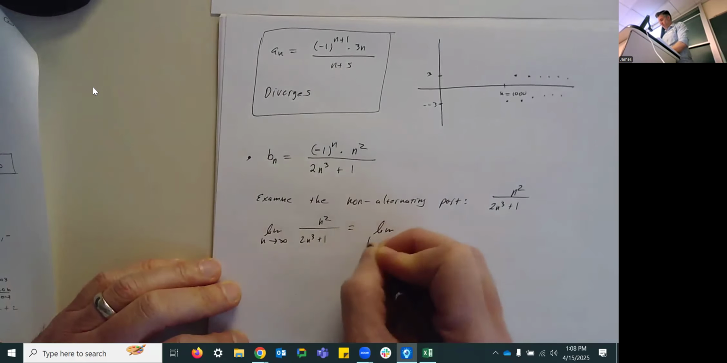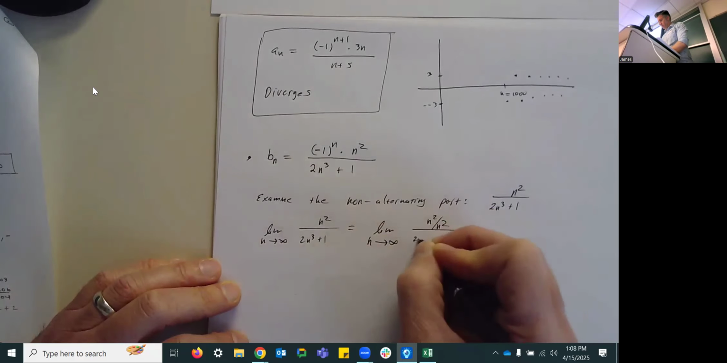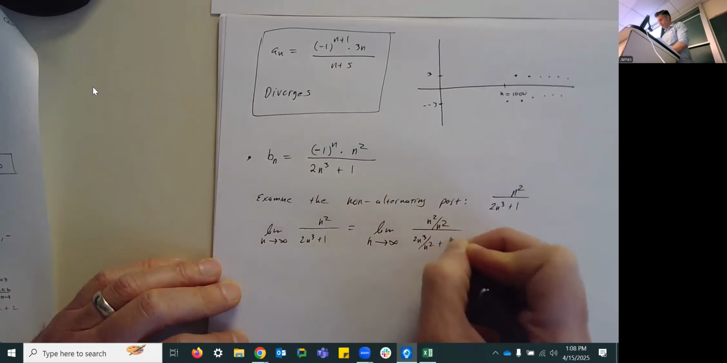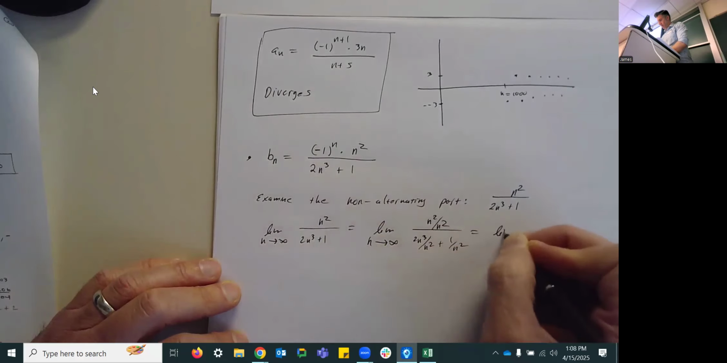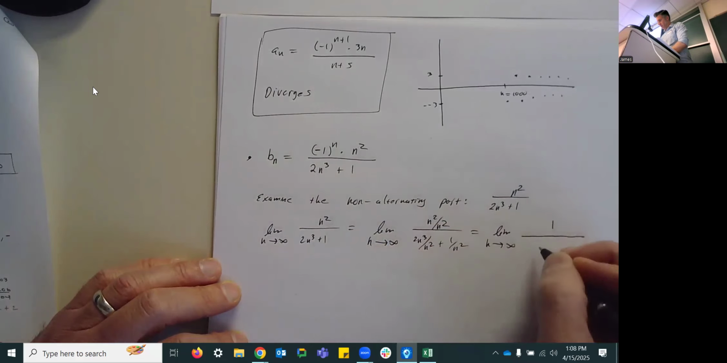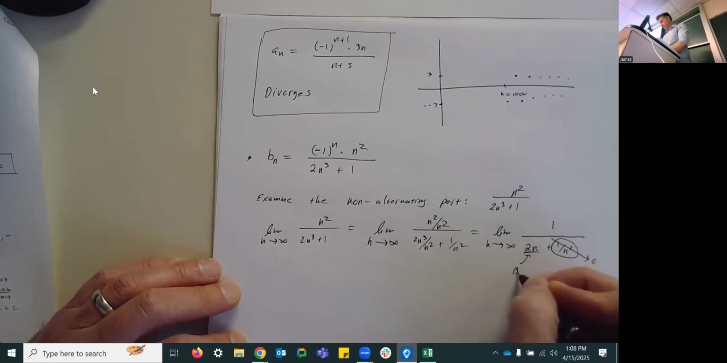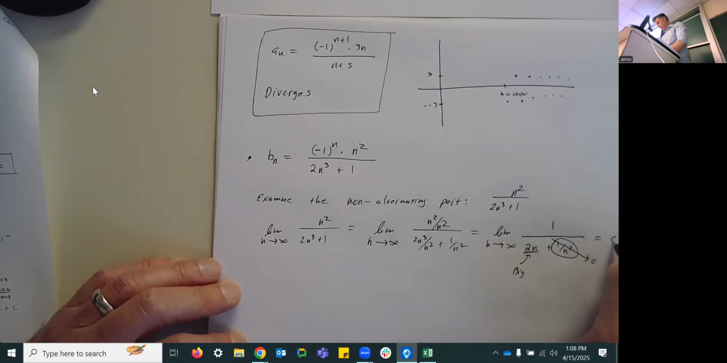But we can also write this as the limit as n goes to infinity of n squared divided by n squared over 2n cubed divided by n squared plus 1 divided by n squared. We can simplify that as the limit as n goes to infinity of 1 over 2n plus 1 over n squared. That part gets closer and closer to 0, and 1 over something really, really big is going to get really, really close to 0.